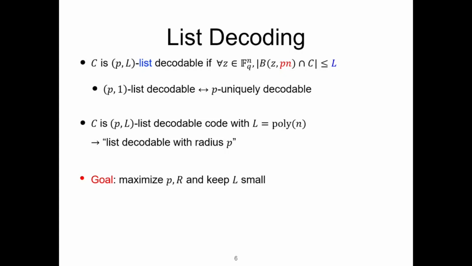One natural question is how large we can choose parameters p and R while keeping the list size L small. I also want to remark that in our definition of list decodability, we do not require the existence of an efficient decoding algorithm computing the list of codewords. We just need to have a bound for the list size. So our definition of list decodability is a weak version, and in the literature it is often called combinatorial list decodability.